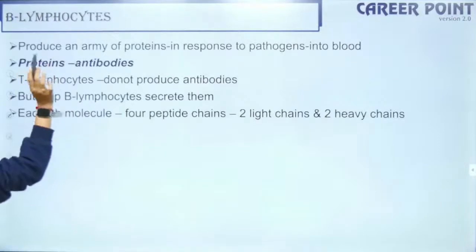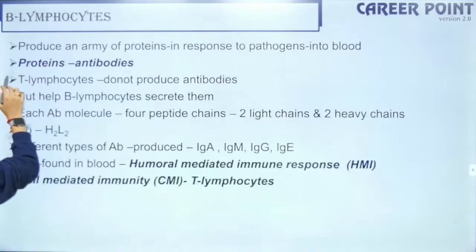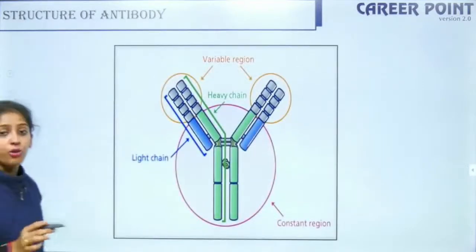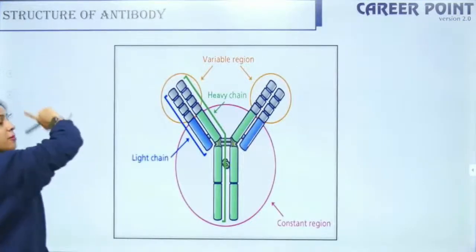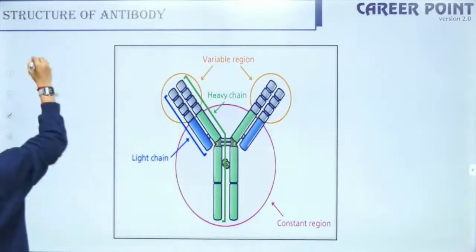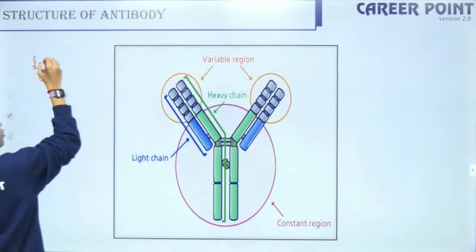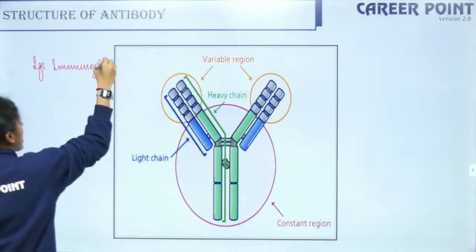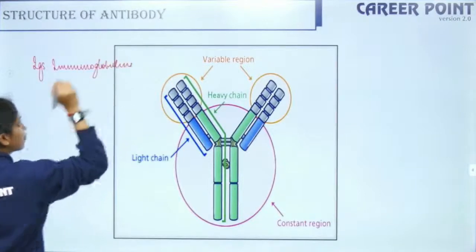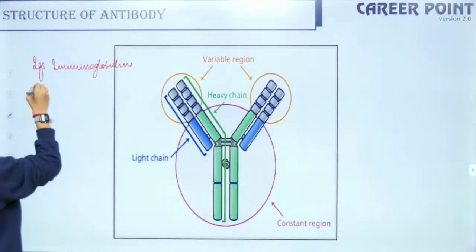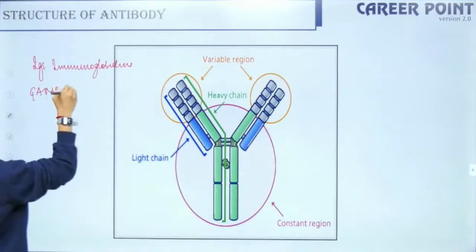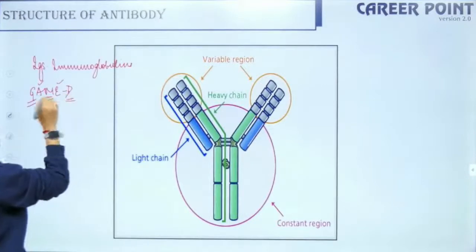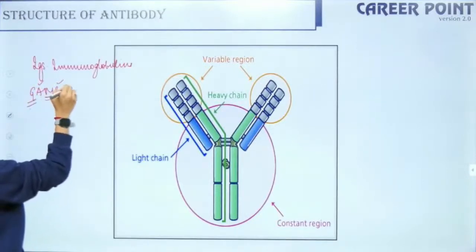So I have told you about this. Now talking about the structure of your antibody. Your antibodies are produced by B lymphocytes. Your antibodies are also known as immunoglobulins, which we write as Igs. I have told you, you have 5 types of immunoglobulins. Remember it as GAMED. So immunoglobulin G, A, M, E, D: gamma, alpha, mu, epsilon and delta.